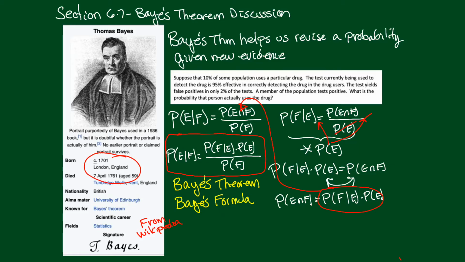Let's take a look now at how to use that to solve this problem, and then we'll do some problems out of the text. So let's use Bayes' theorem to solve this problem. Let's just read it again.